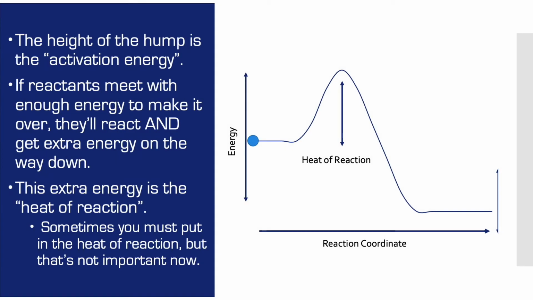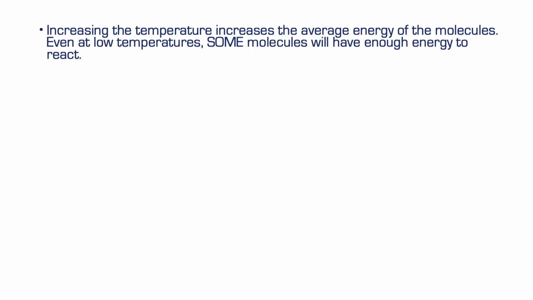The height of the hump is the activation energy. If reactants meet with enough energy to make it over, they'll react and get extra energy on the way down. This extra energy is the heat of reaction. Sometimes you must put in the heat of reaction, but that's not important now. Increasing the temperature increases the average energy of the molecules. Even at low temperatures, some molecules will have enough energy to react.